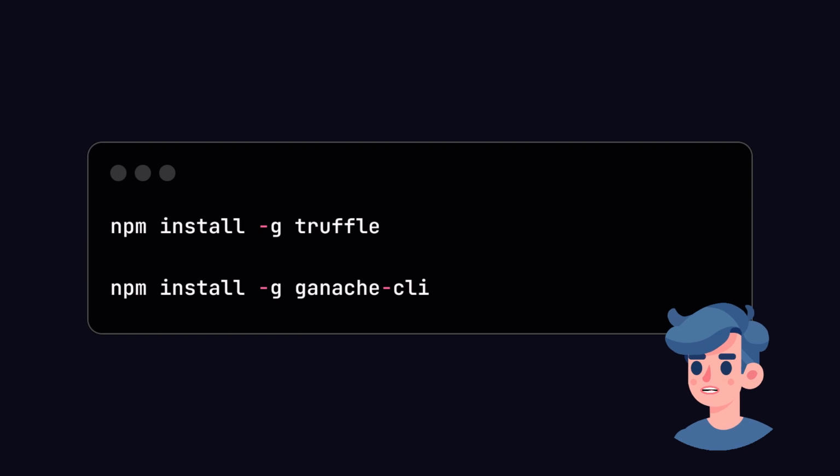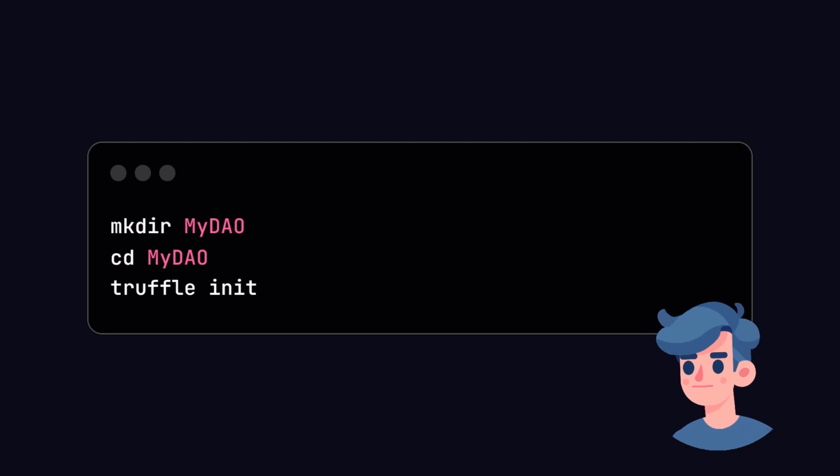Now, let's set up our development environment. For this tutorial, we will use Node.js, Truffle, and Ganache. If you haven't already installed these tools, here are the commands for installation. After installing, let's create a new directory for our DAO project. We will call it MyDAO.